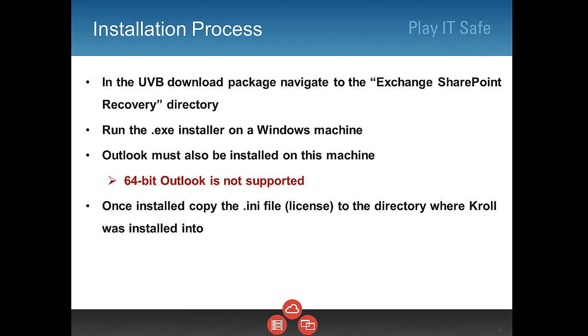The licensing of Kroll is through an INI file that will be provided to you from Unitrends. All you simply do is copy that into the install directory of where you install Kroll, and Kroll will now be licensed. So with that, let's go ahead and jump into the actual demonstration to see exactly how this can be accomplished with UVB and the Kroll OnTrack solution.